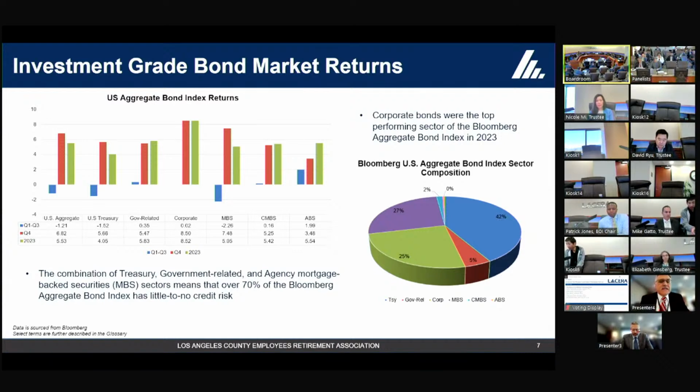25% of the index. And you'll see in the table to the upper left here that corporate bonds were the best performer in 2023 with a return of 8.5%.